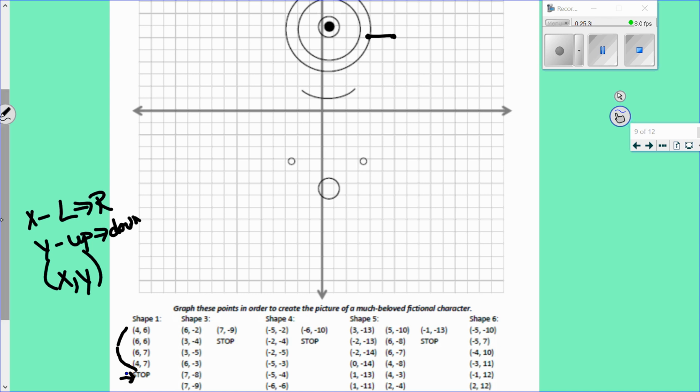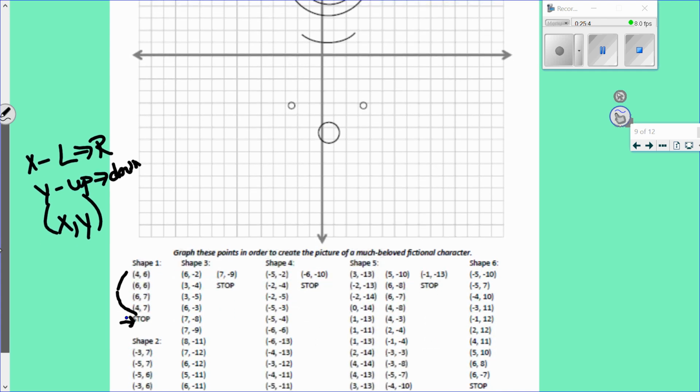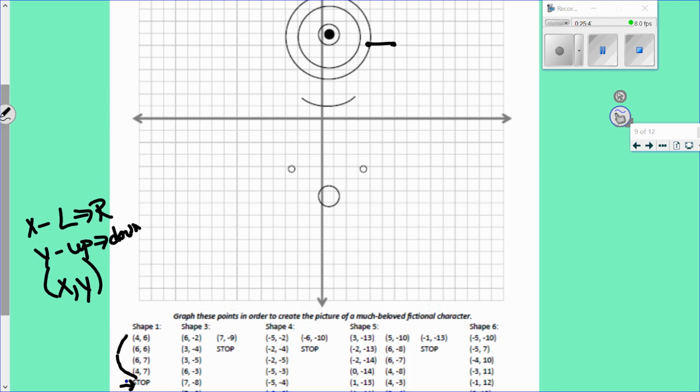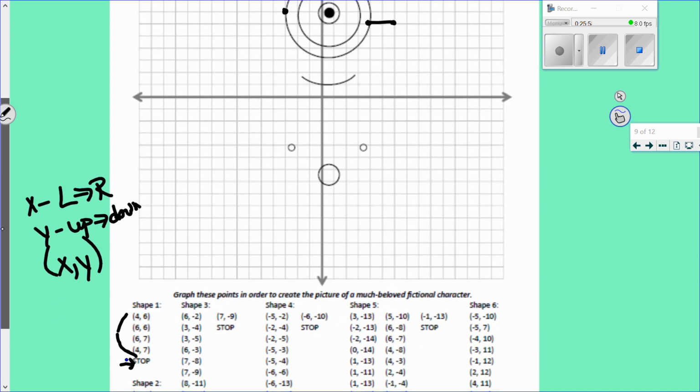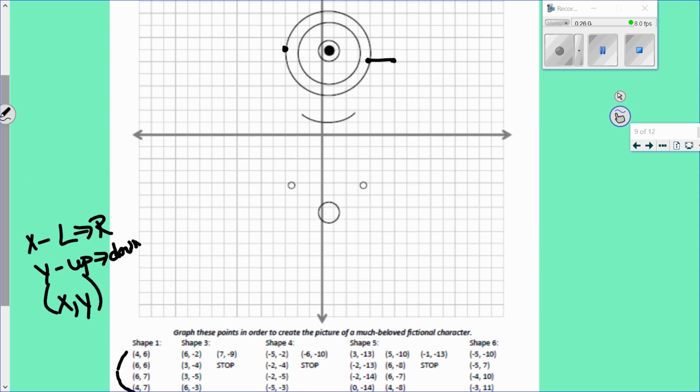Then you're going to start the second shape, guys. Your second shape is going to start at -3, 7. So I'm going to go to -3, 1, 2, 3, because it's negative, up 7, 1, 2, 3, 4, 5, 6, 7. That's where my second shape starts. My next one, I'm going to -5, 7. Once again, I'm going to draw a line between those. These lines are not connected to your first shape. That's why it says stop. Does that make sense?